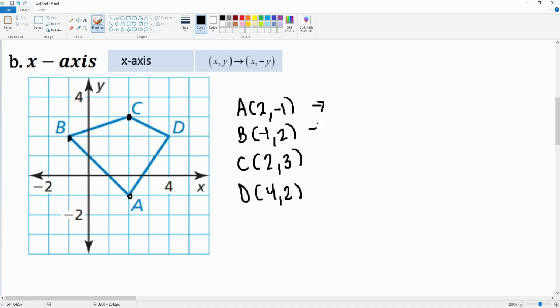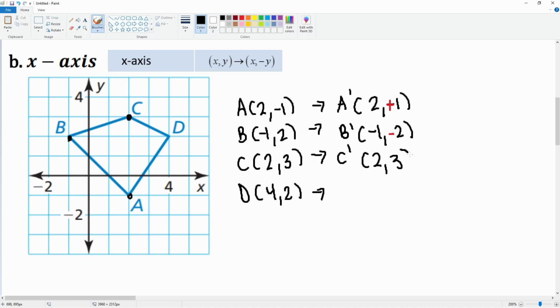All right, it undergoes a transformation. A prime becomes what? It is the same values, but this time the y changes. So this now was a -1, now it becomes a +1. B prime, (-1, 2). It was a positive, now it turns into a negative. C prime, (2, 3). Now it's (2, -3). D is (4, 2), but now it's -2. I forgot the prime symbol right there.